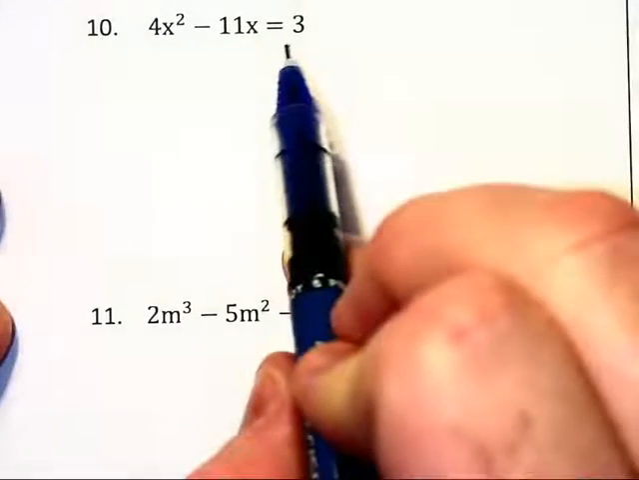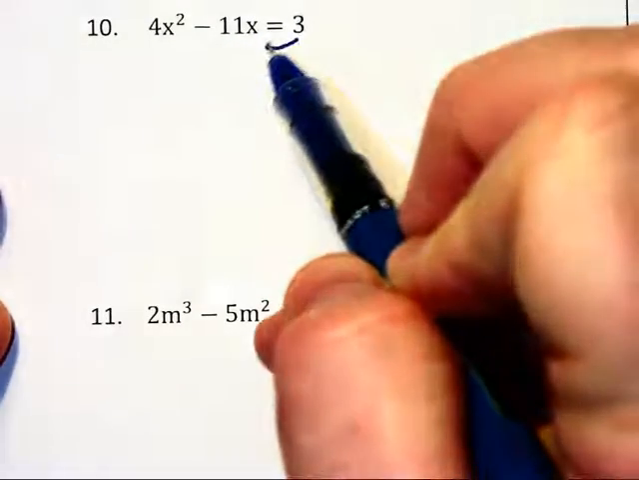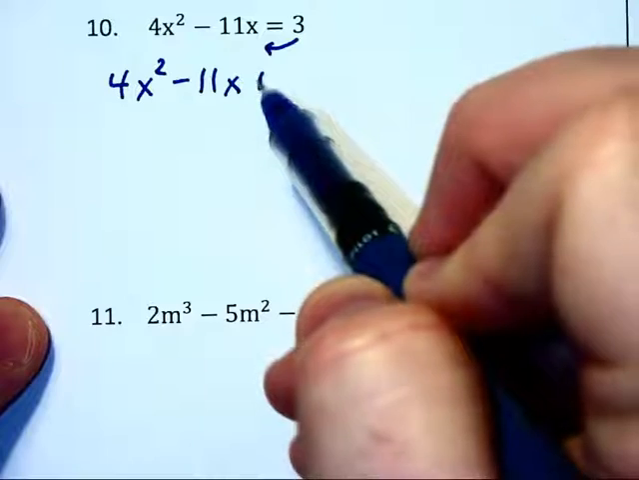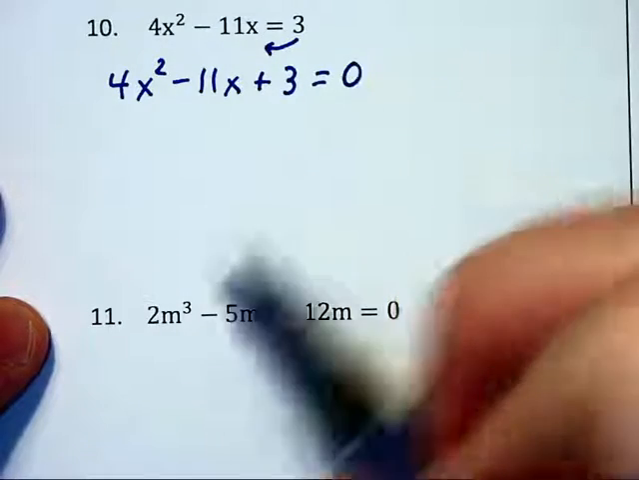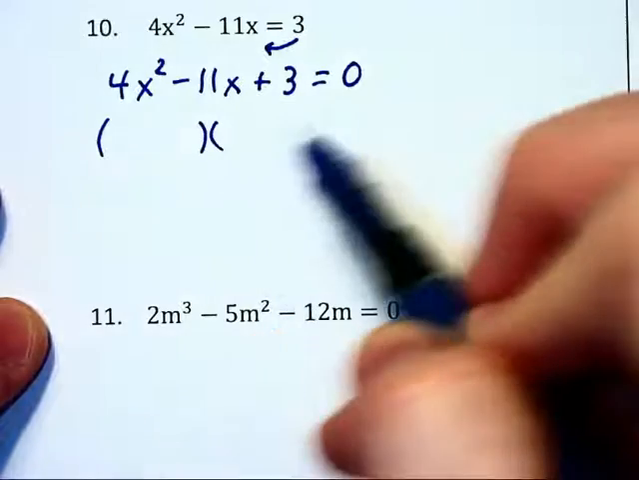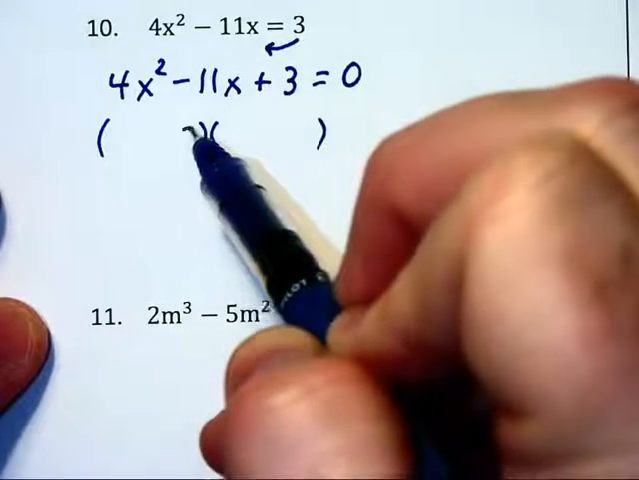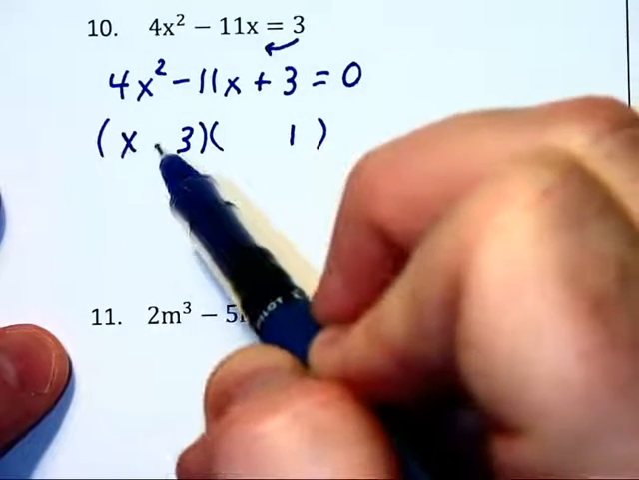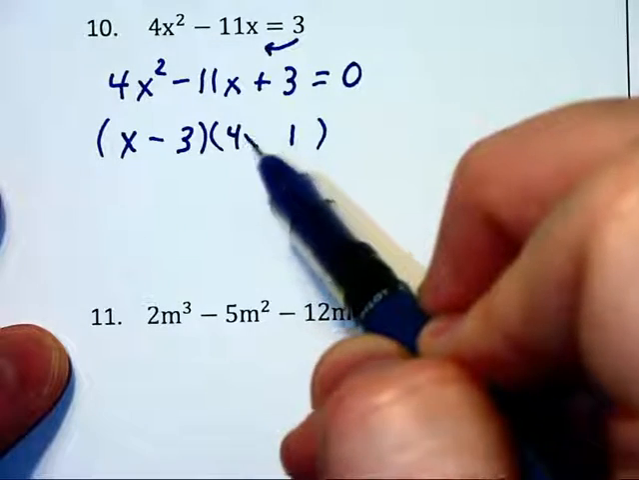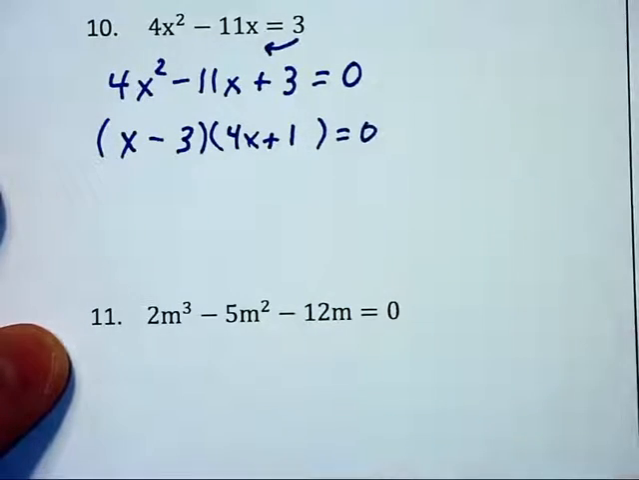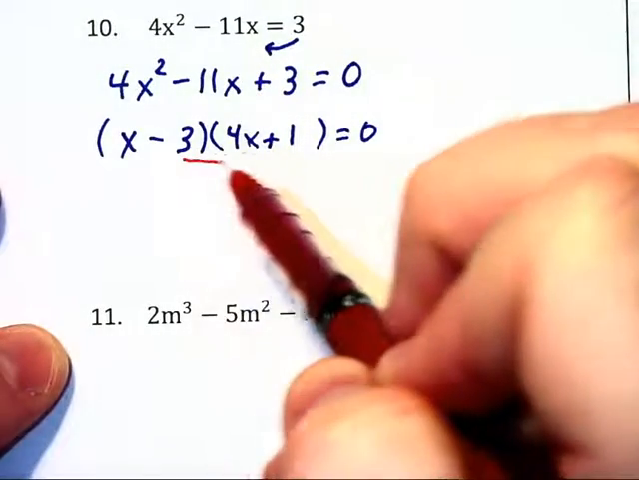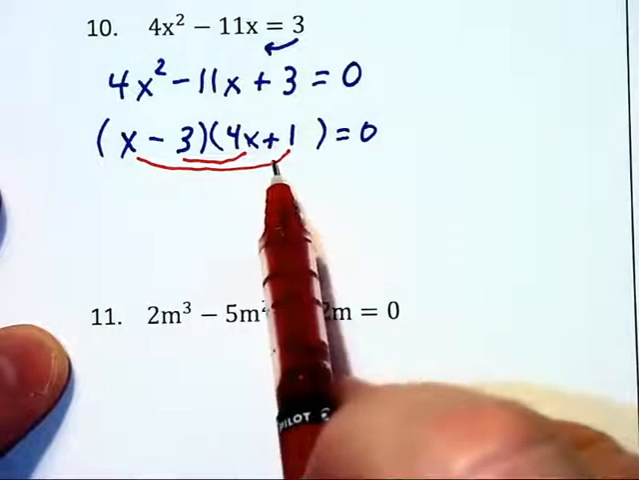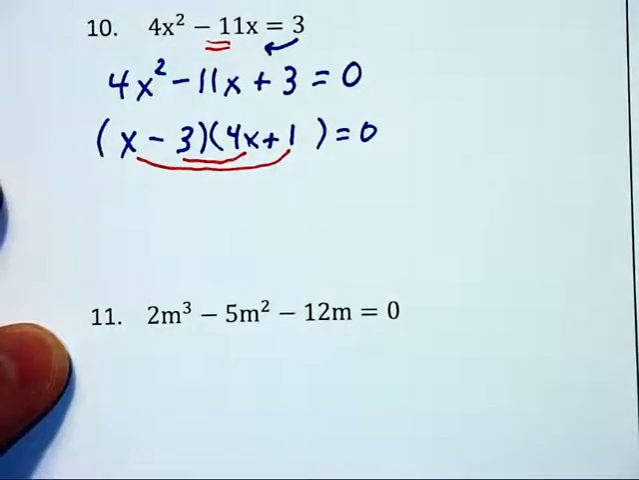For this quadratic equation, it's not set equal to 0, so we want to bring the 3 to the left. That gives us 4x squared minus 11x plus 3, because we're adding 3 to each side, equals 0. When it comes to factoring this, we notice that 3 is a prime number, so 3 and 1 will be how this factors, and it turns out that it is going to be x minus 3 times 4x plus 1 equals 0. And I really recommend you check your inner and outer parts of FOIL to verify that minus 12x and plus 1x do make that minus 11x in the middle that we're looking for.